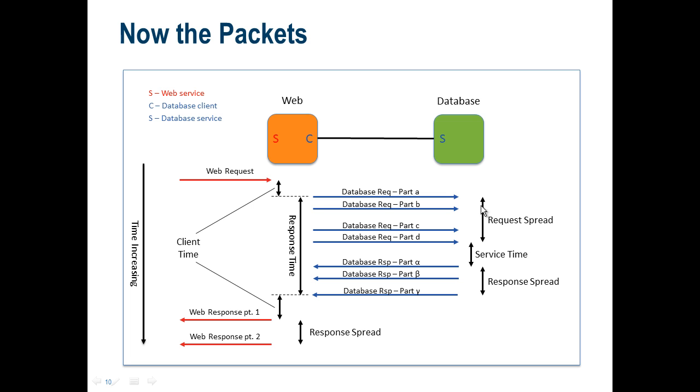So that could be client time as well. So we've got client time. Most importantly, we've got service time. How long did the server actually take to do what we asked it to do? Then we've got the two spread values, which are affected by the transport mechanism. And then we've got the response spread down here, which is associated with sending two packets back to the browser. So those are the important elements.